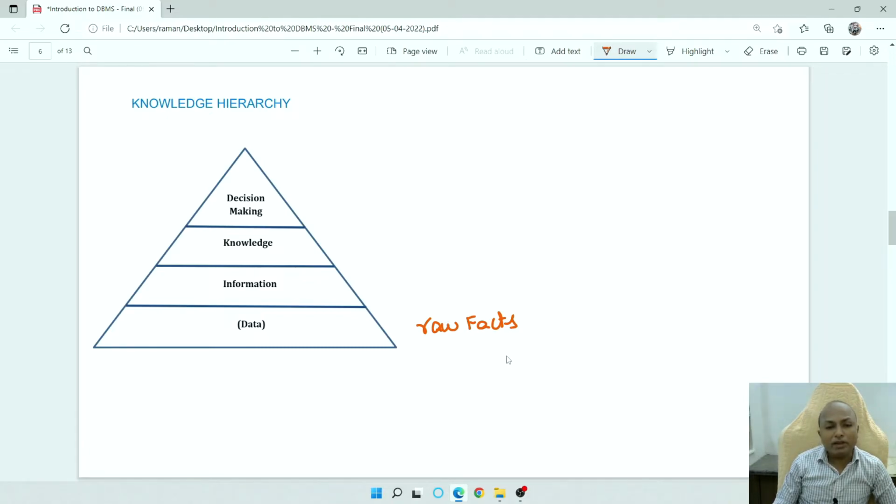So here the volume of data is high. That means if you go up, what happened? The volume decreases. And if you go up, another thing is that there is a meaning, whereas in the case of data, there is no meaning. So raw facts is nothing but the data, and you can get information if you add context to the data.